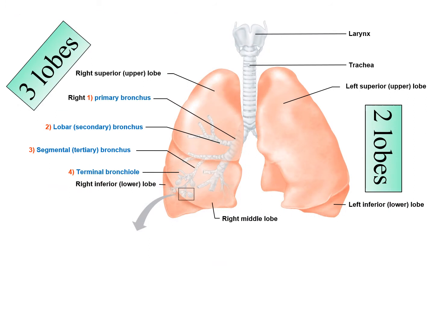This is just reiterating what we just spent a moment talking about in the previous slide. I've outlined in numbers 1, 2, 3, and 4 those ever decreasing sized structures branching off of the trachea. Note again 2 lobes on the left and 3 lobes on the right.